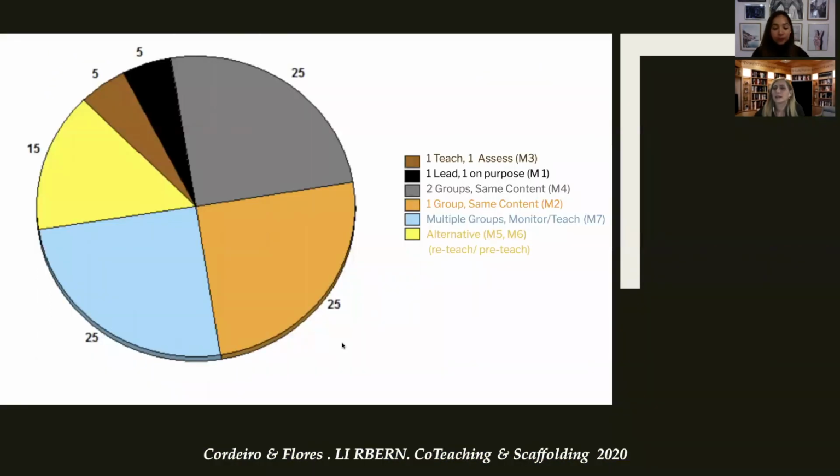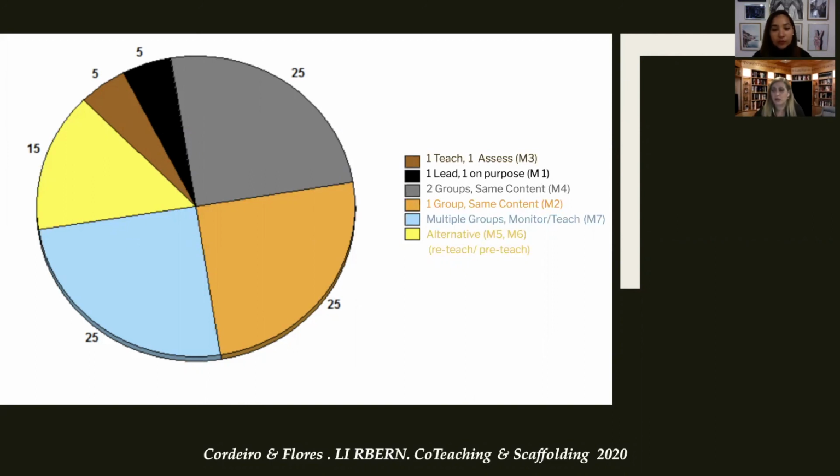Although this is not an exact science, here we have the suggested time spent with each model in the classroom. This is really helpful to highlight how infrequently some of the models are meant to be used. As you can see, the larger pieces of the pie represent models in which the two teachers have the greatest parity, namely Model 4, which is the gray area, which is two groups with each teacher teaching the same content, also known as parallel teaching.